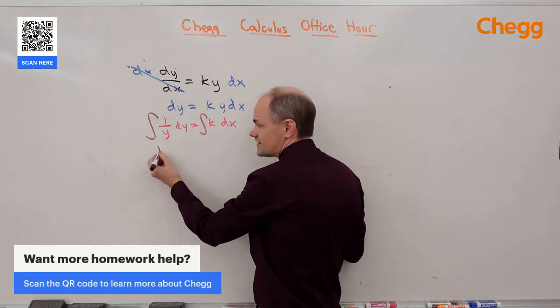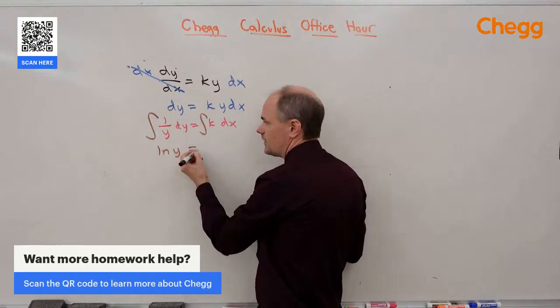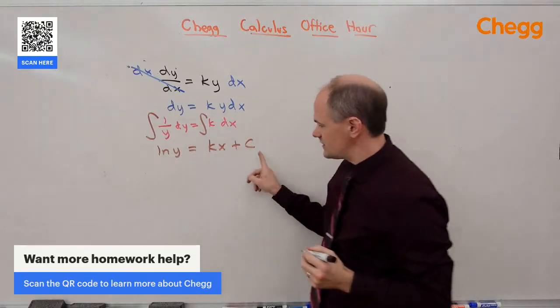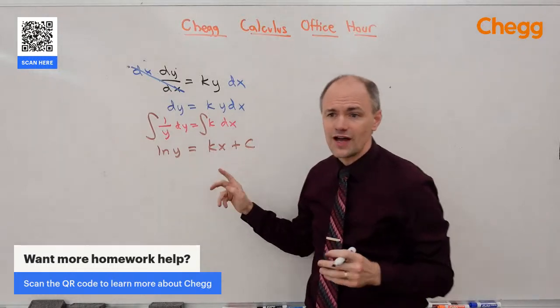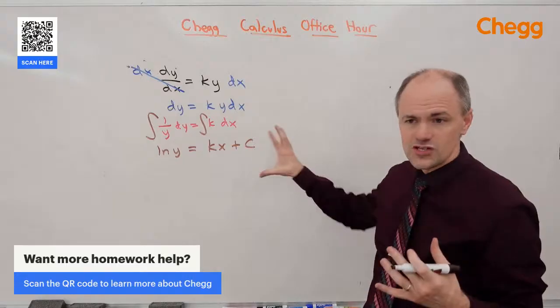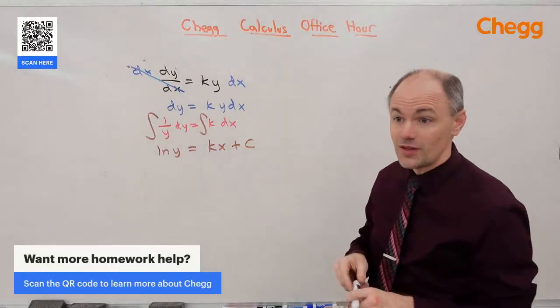Integral of 1 over y is the natural log of y. The integral of k is kx plus a constant. And technically there's a plus c on both sides, but if you subtract one from the other, we get a different constant. So we can just absorb all the constants into that plus c there.